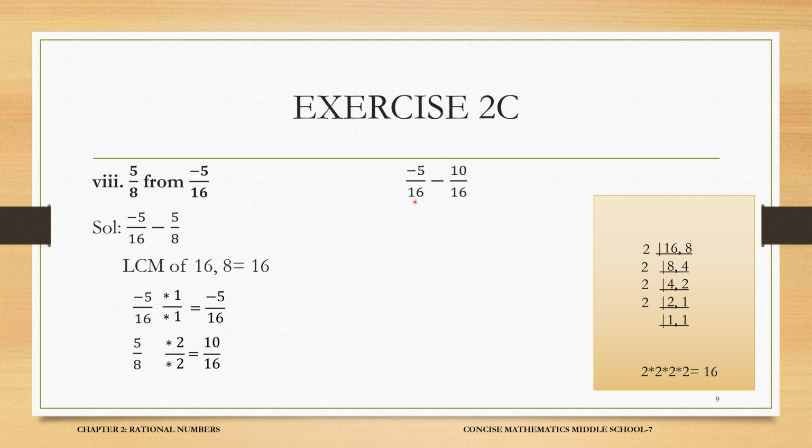So minus 5 by 16 minus of minus 10 by 16. I'm just substituting these values over here. After making the denominators equal, since the denominators are equal, you can just write down as minus 5 minus 10. When both are having minus sign, just put a minus sign and add them. It becomes minus 15 by 16. I hope you understood this. Let's move on to the next question.